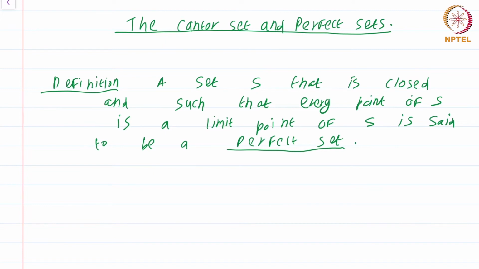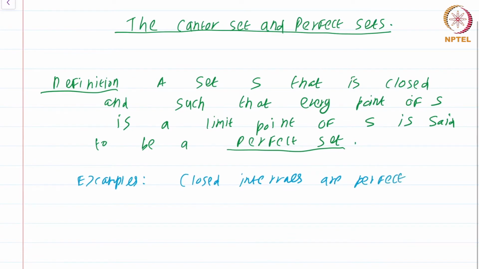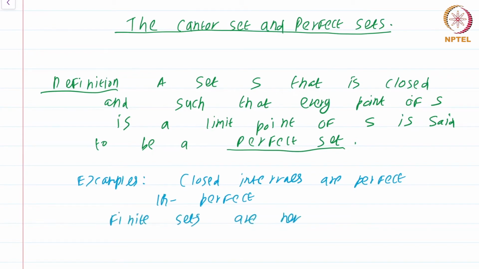Okay, so examples. Well, closed intervals are perfect. The whole of R itself is perfect. And for non-examples, finite sets are never perfect, except, of course, the pathological empty set. The empty set is also a finite set.